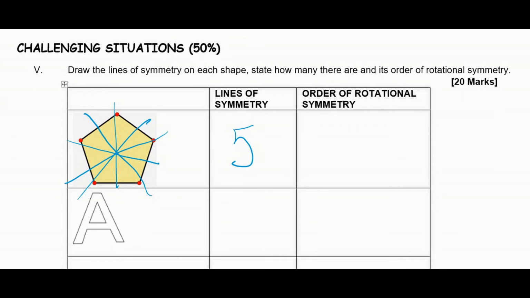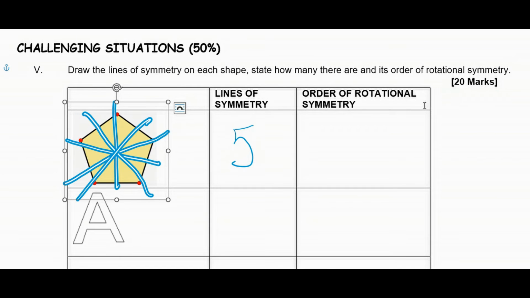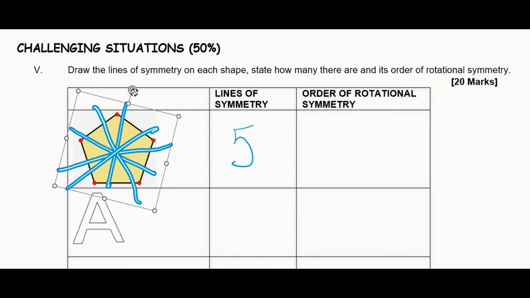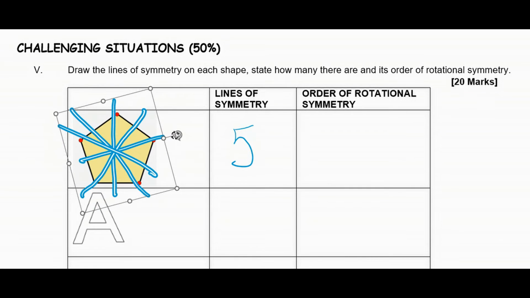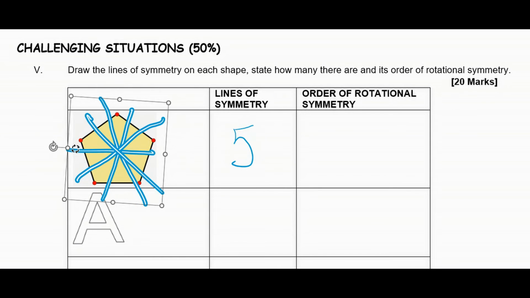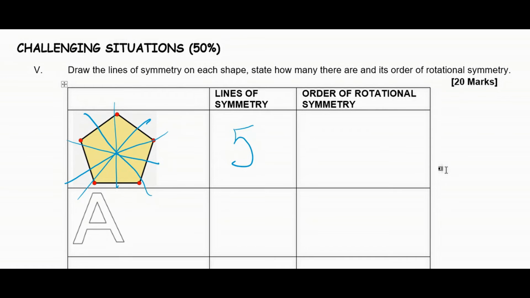rotational symmetry, I want you to check this out. Over here, I'm going to go like this. I'm going to say that it matches 1 time, and 2 times, and 3 times, and 4 times, and finally 5 times when it goes back to its original place. So the order of rotational symmetry is also 5. Now, it says, state how many there are in its order of rotational symmetry. Well, that's it.